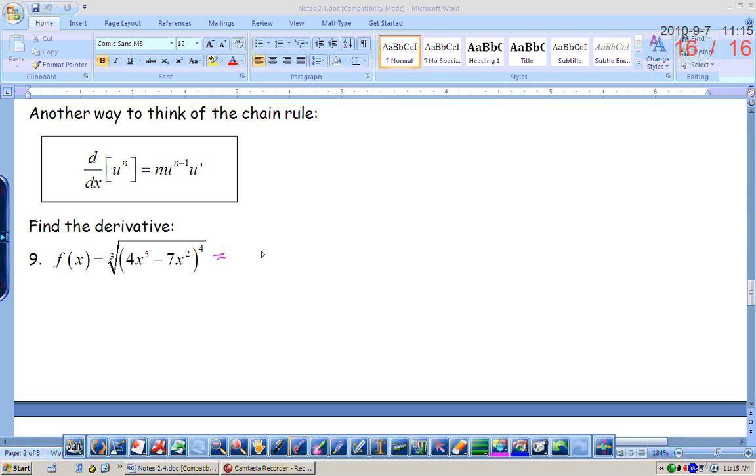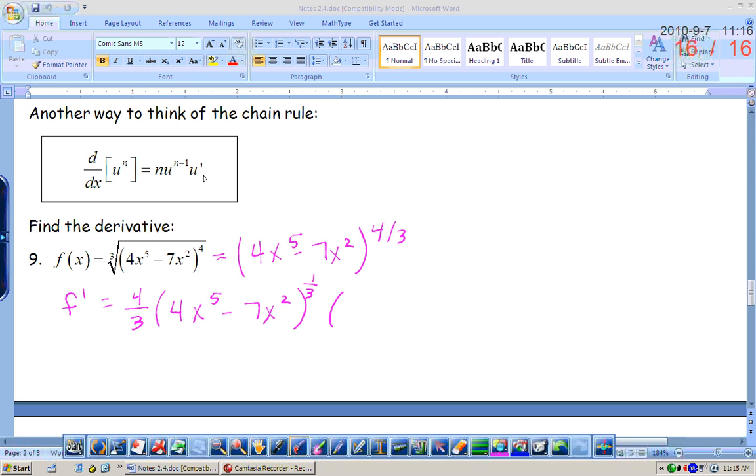For number 9, we want to rewrite this as 4x to the 5th minus 7x squared all to the what power? 4/3. Good. Okay, so using the power rule that's kind of incorporated with the chain rule, I'm going to use the power rule with this chunk to the 4/3 power. So the 4/3 comes down in front. What's in the parentheses stays exactly the same. Nothing changes. And what's the new exponent? 1/3, right. Just decrease 4/3 by 1.